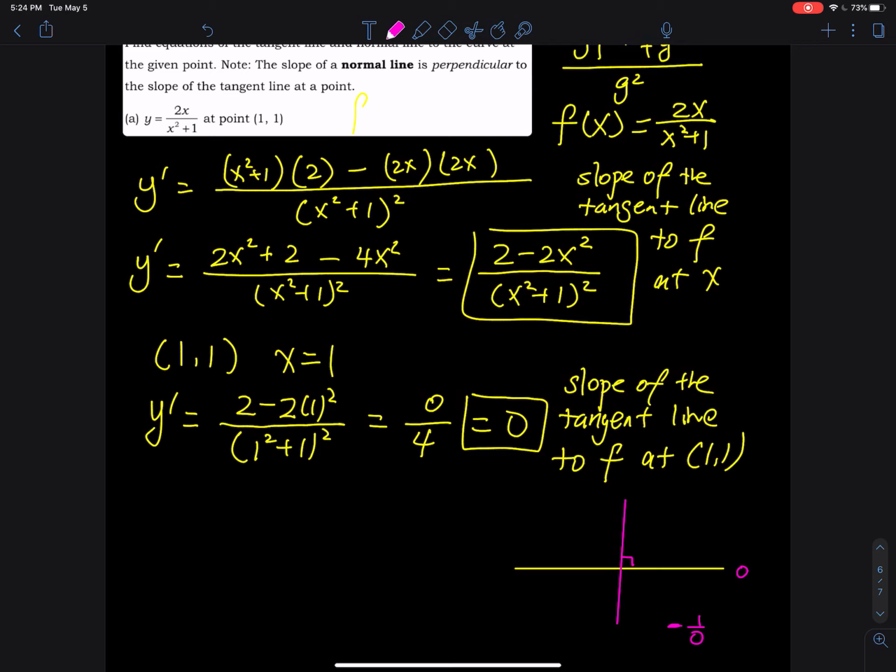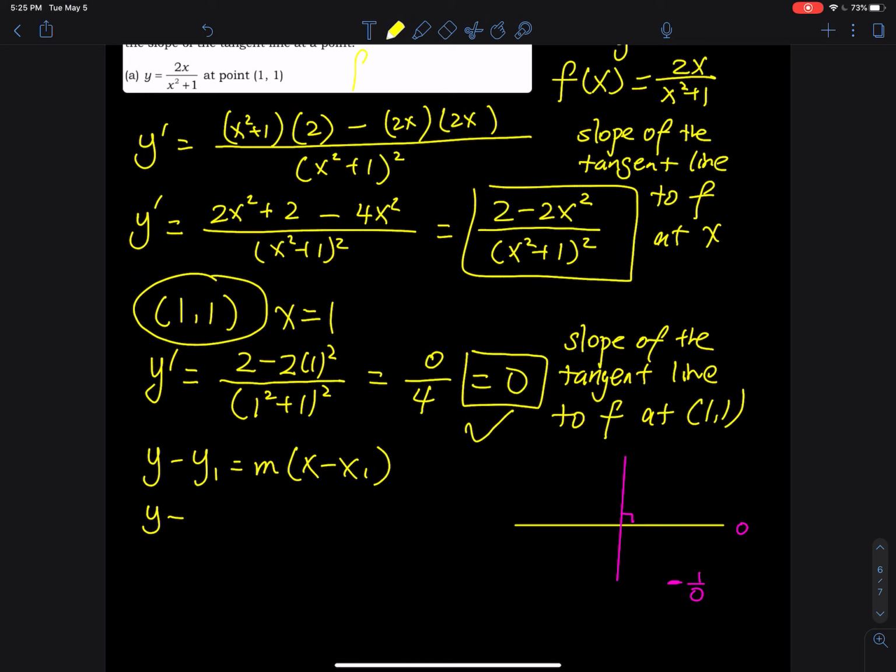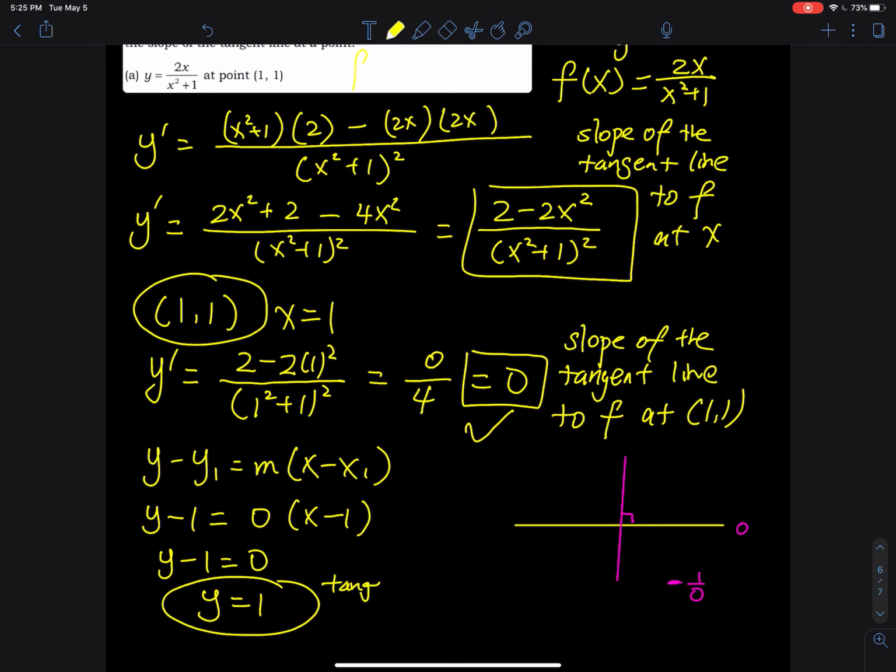Let's get the equation. So go back to my tangent line. We have a point and we have a slope. How do we build a straight line? We use point slope form: y minus y1 equals slope times x minus x1. This is called point slope form. y minus 1 equals 0 times x minus 1. So we have a 0 on the right hand side. So y equals 1 is my tangent line at that point, at 1 comma 1.